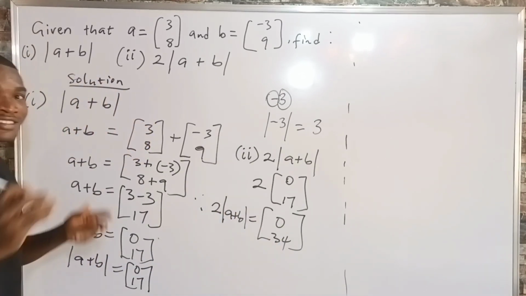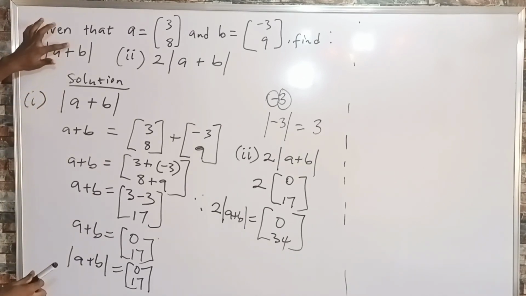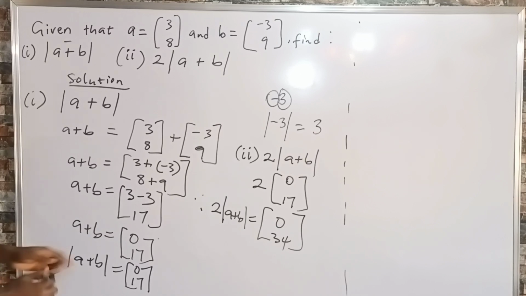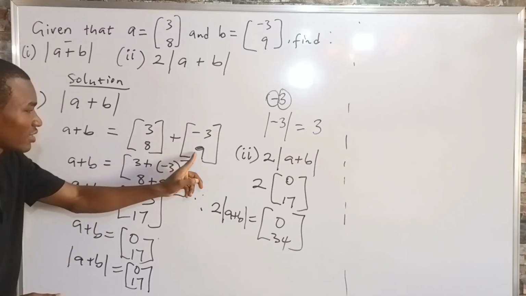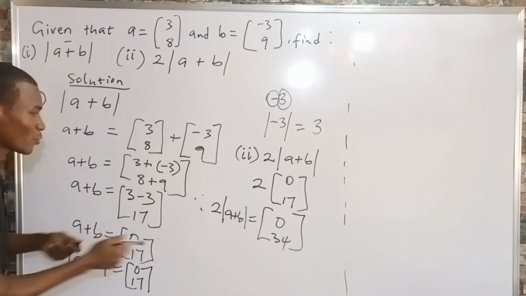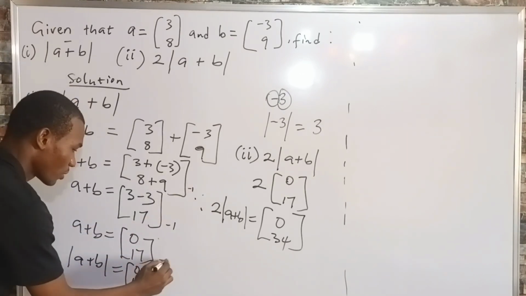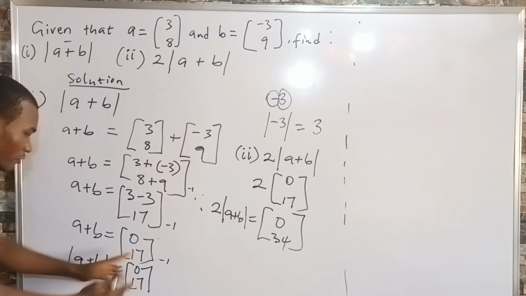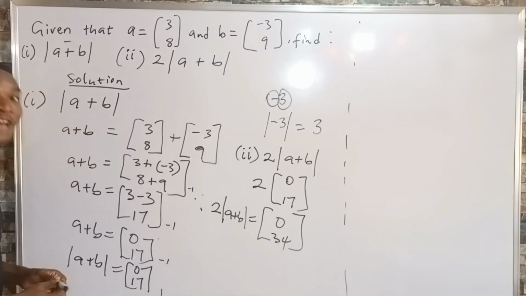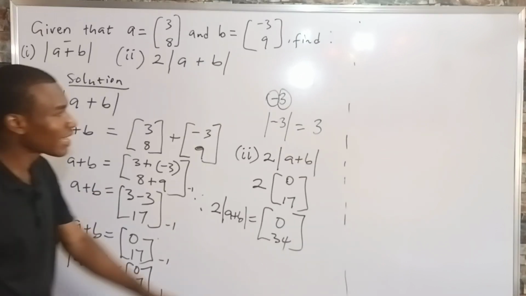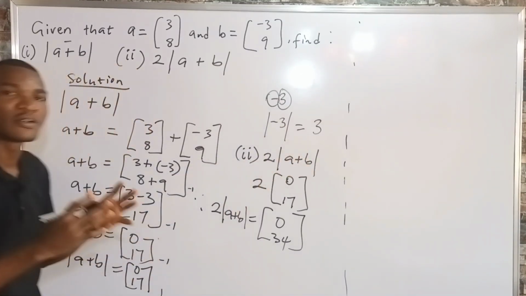But here is where many students are confused. Assuming I change this sign, which is plus, to minus, for instance, that means instead of 8 plus 9, it will now be 8 minus 9. And 8 minus 9 will give us minus 1. So if I have minus 1 here, instead of 17, the absolute value of minus 1 will now be 1, and no more minus 1. So take note that if you have any sign attached to any number, its absolute value simply means take the positive value of that number.